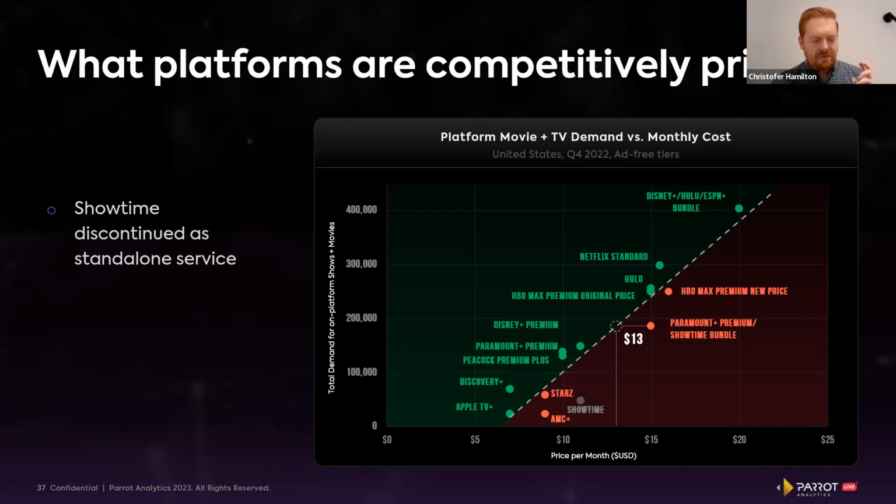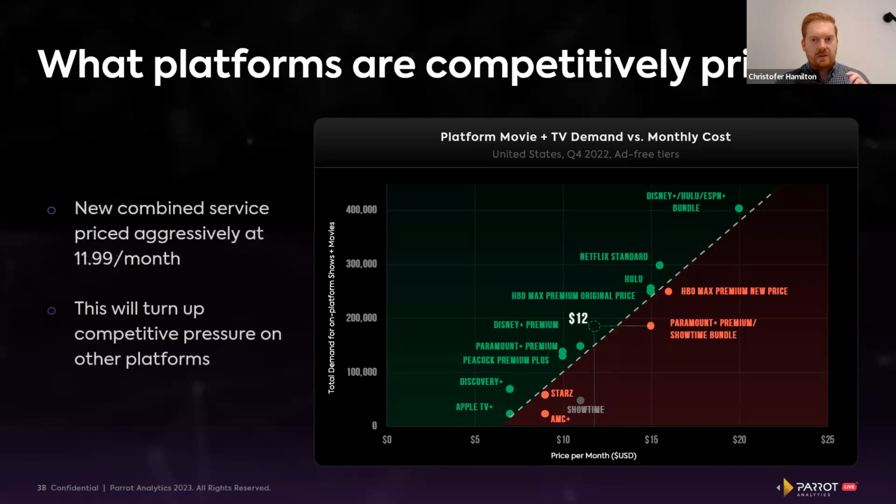And they've offered a new Paramount Plus premium tier with Showtime. That's been priced at $11.99 a month. So that's actually cheaper than what we saw would have been the fair price, $13 a month. They're really aggressively pricing this at that $12 a month price point. And I think this is going to turn up the competitive pressure on these other platforms. So when we revisit this chart in the future, we're going to see the competition is definitely on, thanks to Paramount's move to price this new bundled option at $12 a month.